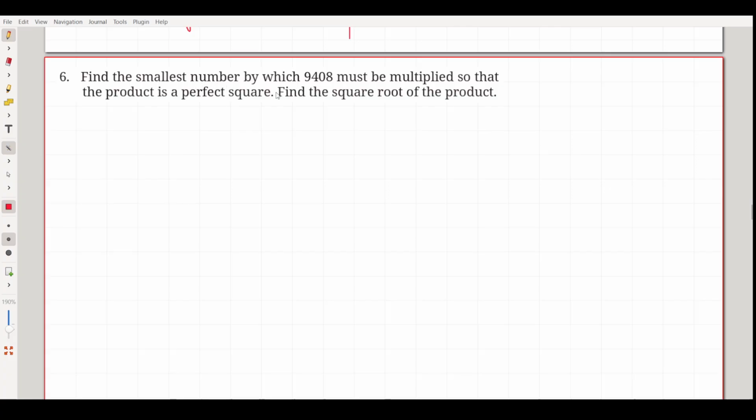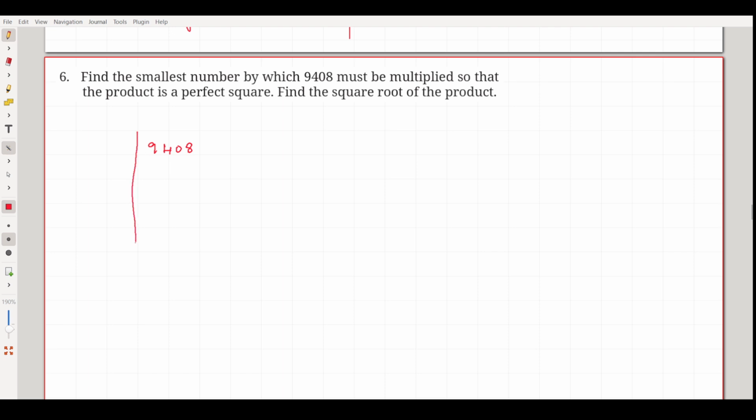Now the next question: find the smallest number by which 9408 should be multiplied so that the product is a perfect square. In the same way, you are going to find the prime factors of 9408. If they are occurring in pairs, it's fine. Otherwise, one number will be missed, and that number should be multiplied. So let us check. Take the number 9408.